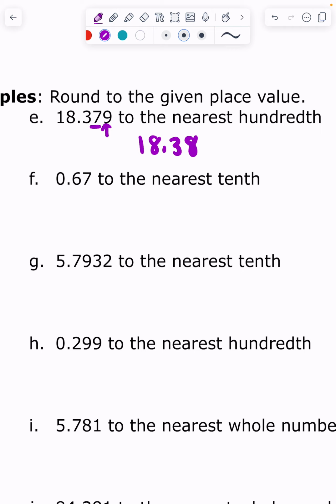0.67 to the nearest tenth. Here's the tenths. Here's the next one to the right. That one also gets bumped up to 0.7. 5.7932 to the nearest tenth. So here's the tenth, here's the one after it. That gets bumped up to 5.8.